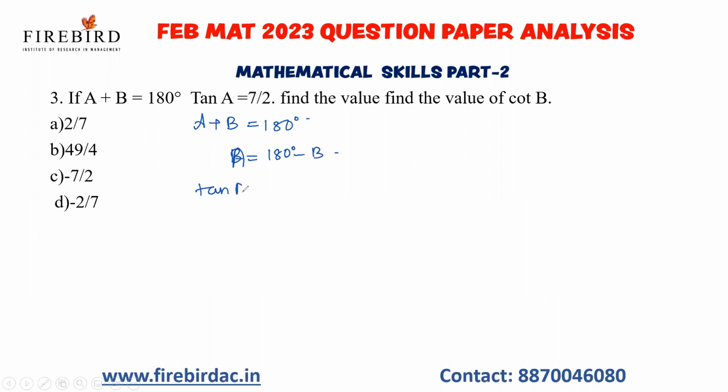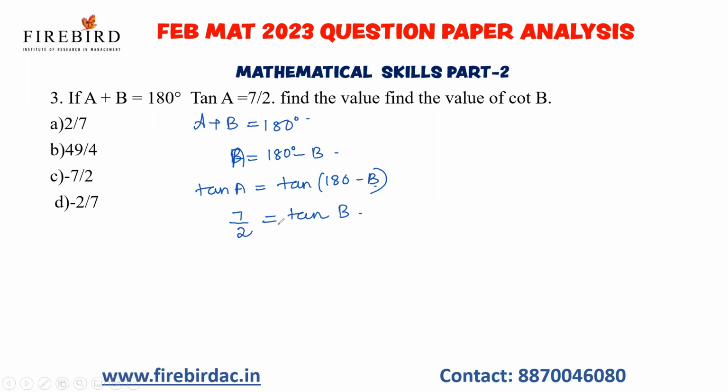What is tan A? Instead, in the place of A, I can write it as 180 minus B. Tan of 180 minus theta is nothing but tan theta. What is tan of 180 minus theta? Tan theta, tan B. Okay, so I know that the tan A value is 7/2.